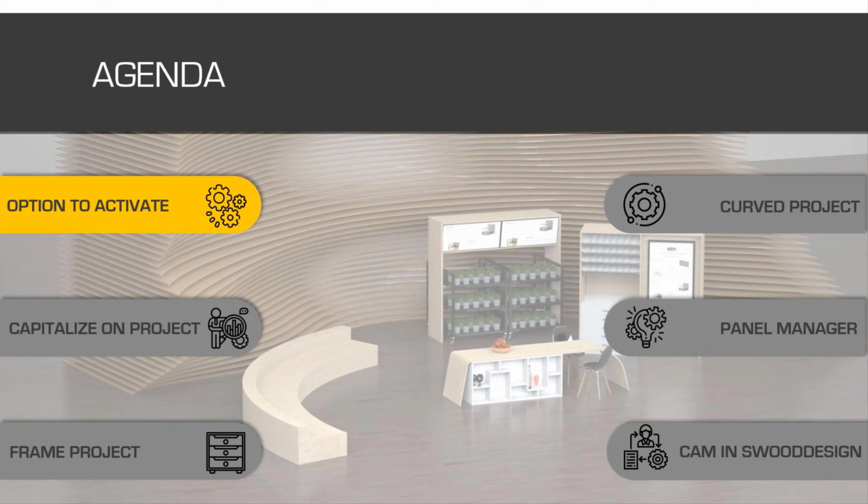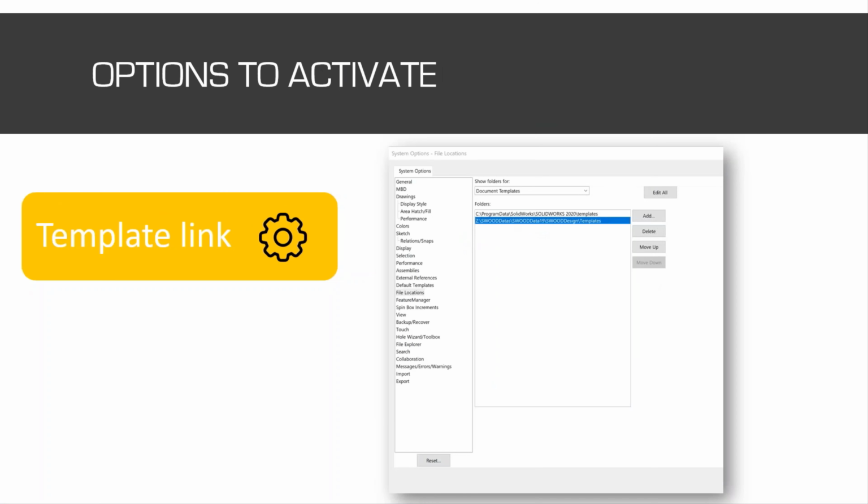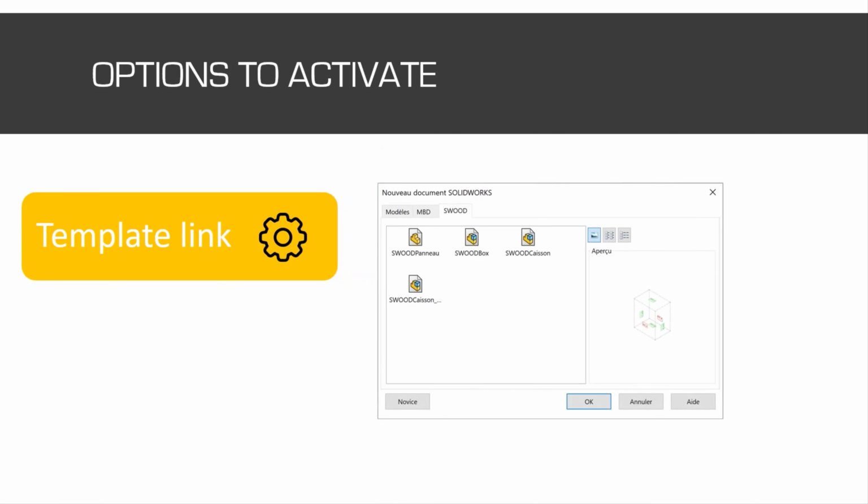So let's get started with the options to activate. First, the template link that we have to create in the SOLIDWORKS options, going through the file location and filling in the templates that you have in your SWOOD data. You will find them in SWOOD data, SWOOD designs, and the templates. And this link will allow you to create the specific SWOOD tab in the new document dialog of SolidWorks at the beginning.